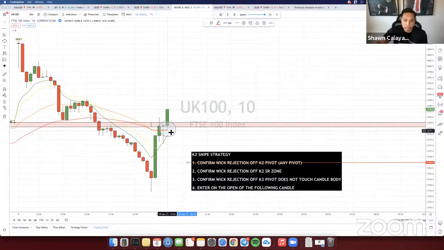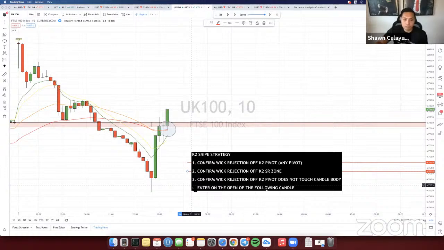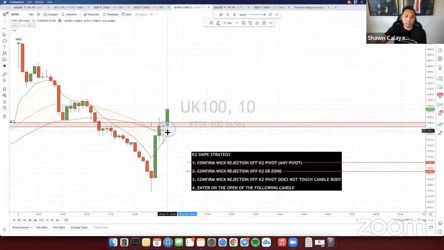The second requirement is that we confirm a wick rejection off the K2SR zone. So for example, right here, you can see that this wick is rejecting off this zone. So with that said, we have satisfied the second requirement. Lastly, you just want to confirm that the wick rejection off the pivot, mainly the main pivot that we're focused on, is not touching the candle body. So right here, you can see that it's rejecting off both the red and orange pivot, but neither of them are touching the candle body. So with that said, it's satisfied all requirements here.